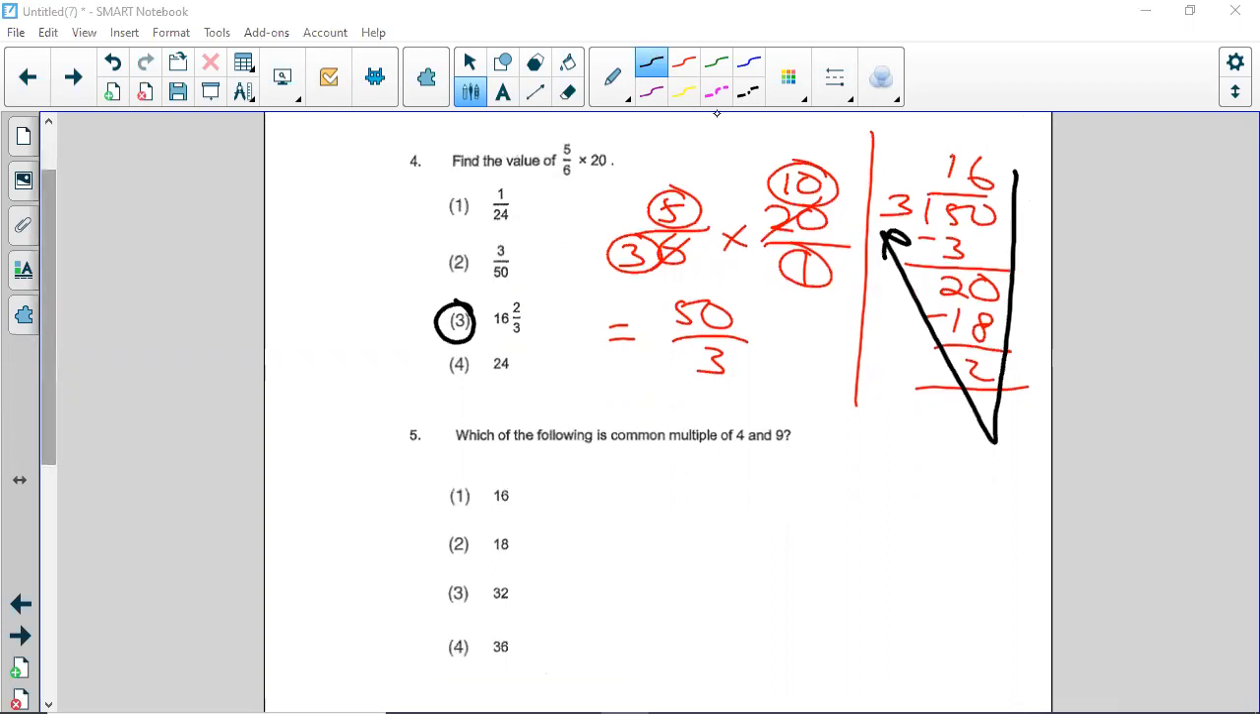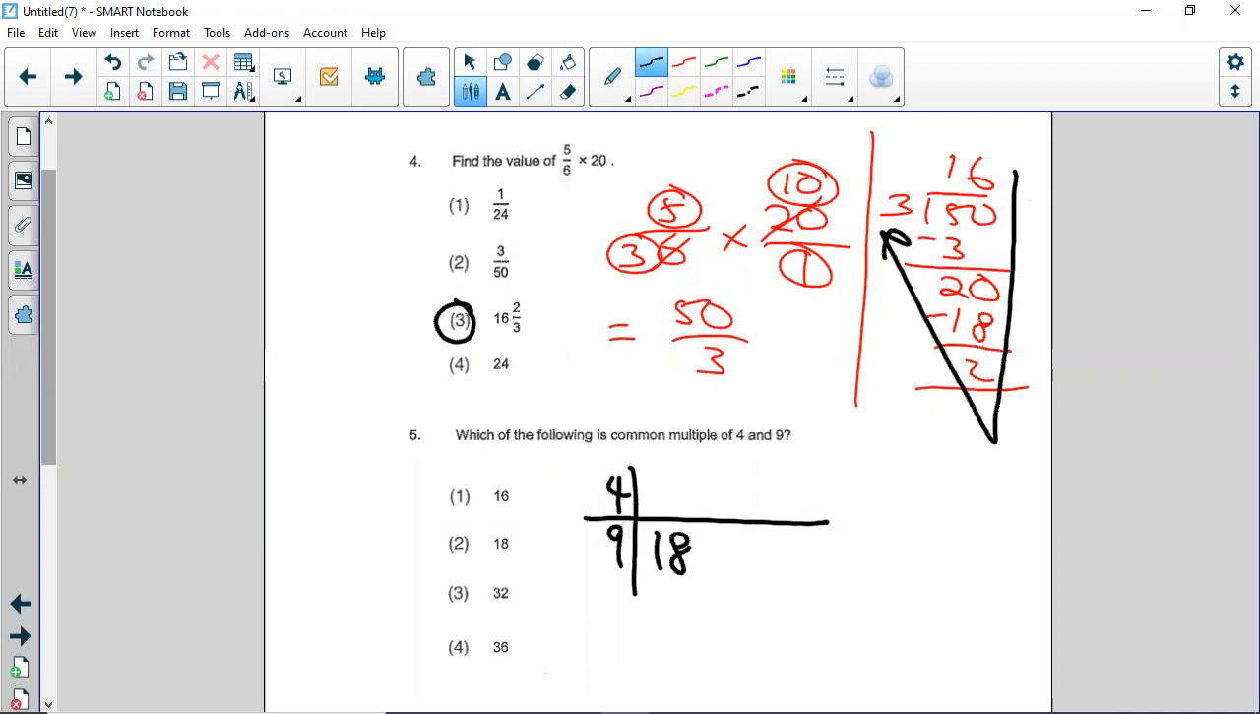So what's the shortcut? You want to find the common multiples of 4 and 9. Do I need to write many multiples? You don't have to. Just write down 4 and 9. And what is the shortcut? Look at the bigger number and write the multiples of the bigger number, which is 18, right?